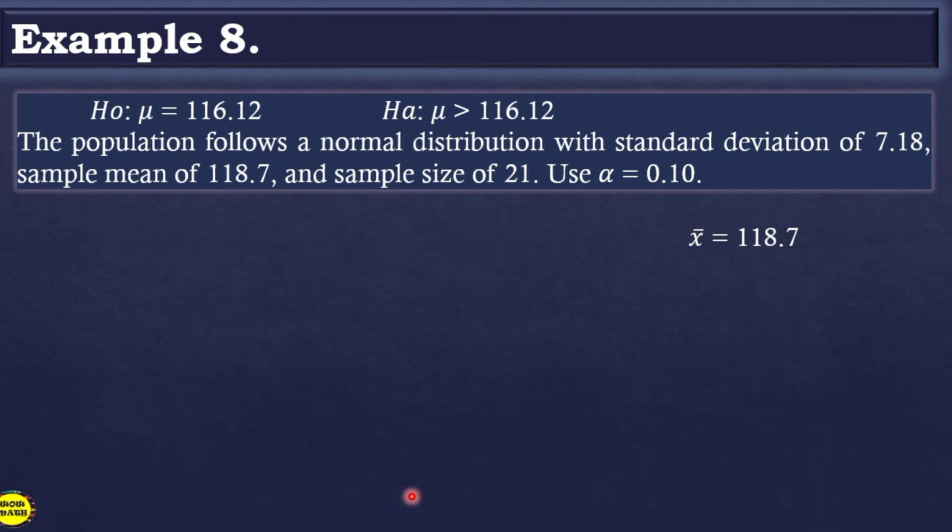So, our given is the sample mean is 118.7. The sample standard deviation is 7.18. And then, the population mean is 116.12 kasi ito, dito natin yan makukuha. And then, the sample size is 21. So, again, the population follows normal with a standard deviation of 7.18, the sample mean of 118.7, and the sample size of 21. Okay, so what will be the answer?